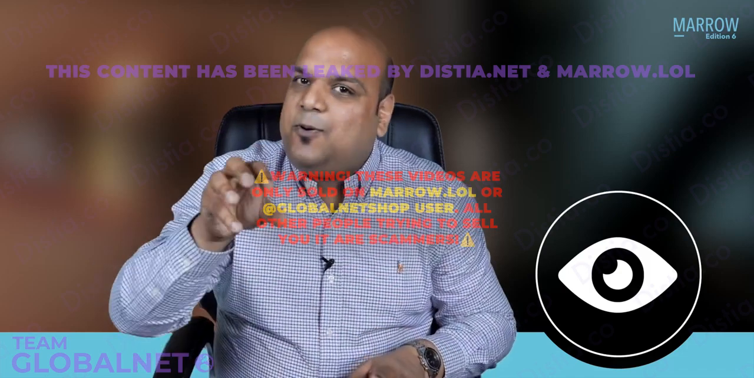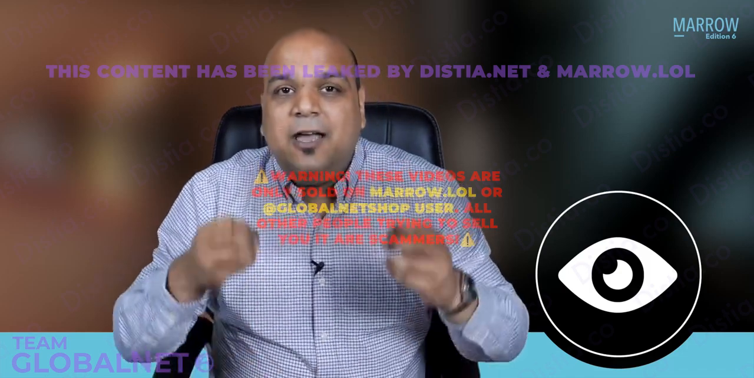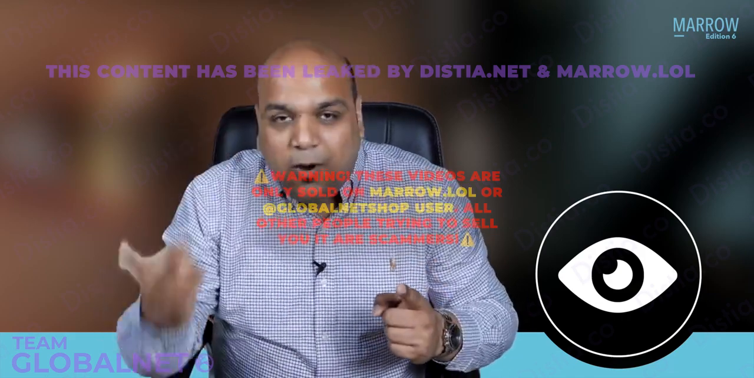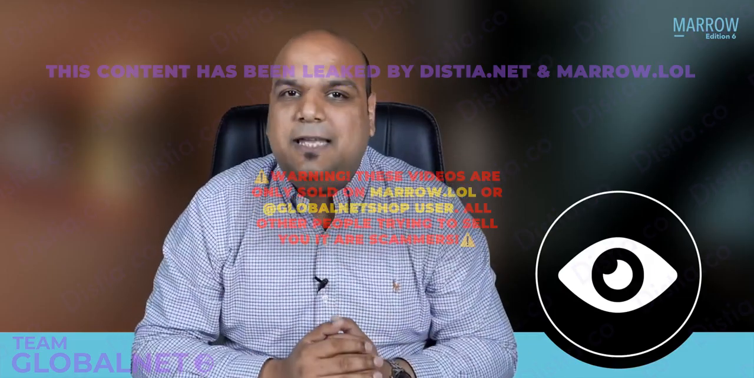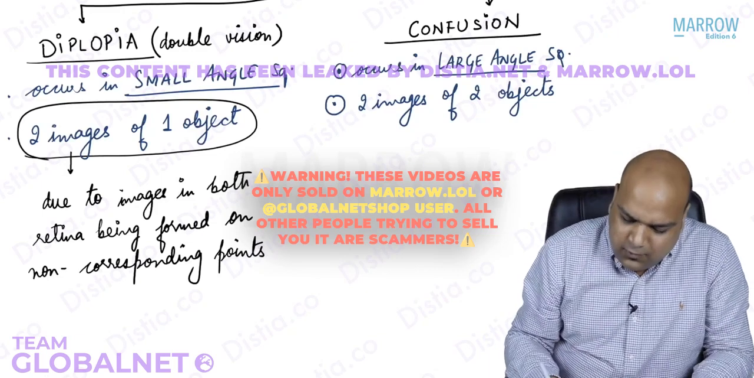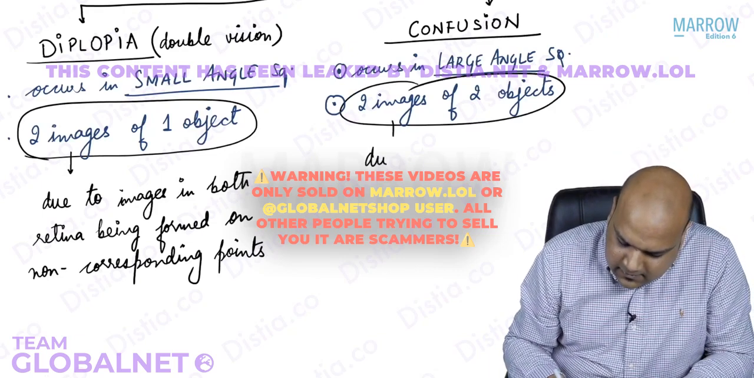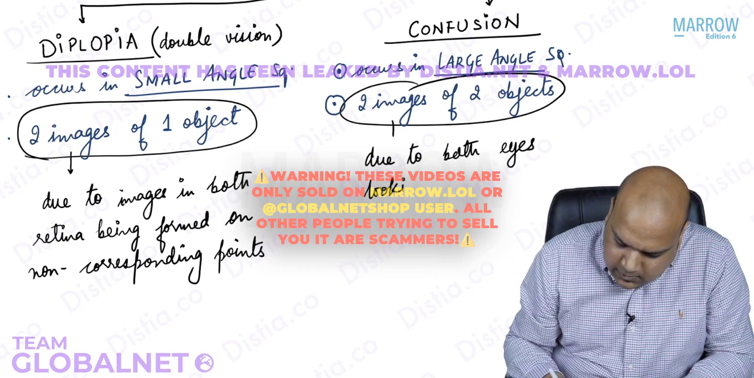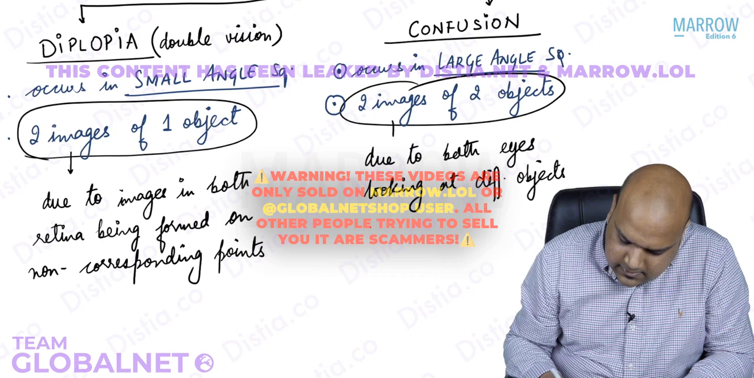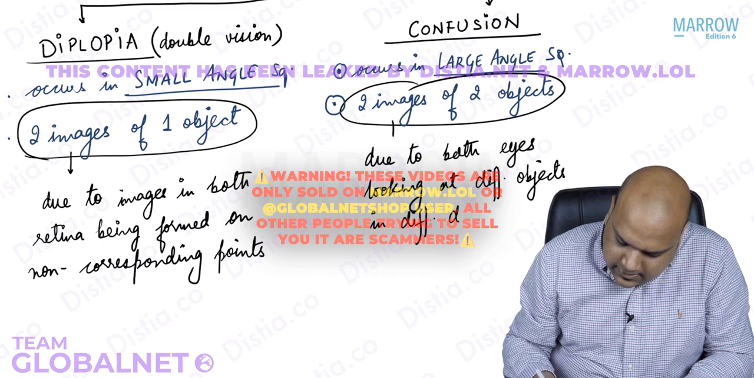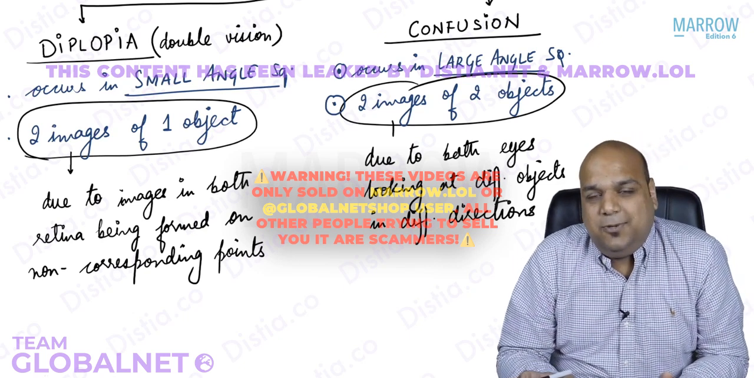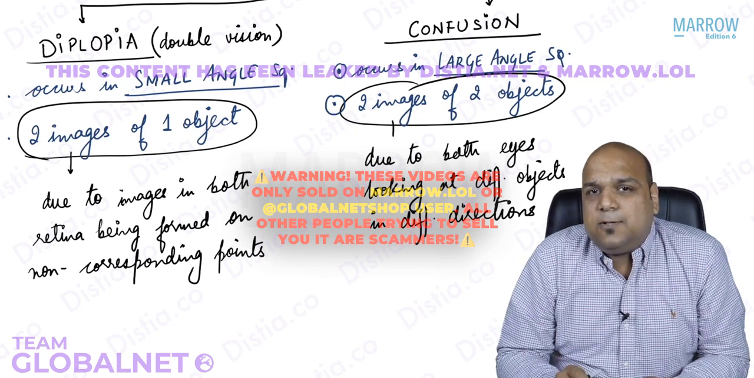Am I clear? So that is the consequence, everybody. So the consequence is called confusion, because the brain is confused what to see, whether to see object 1 or object 2. You can't see both the objects at the same time. Okay. So two images of two objects, due to both eyes looking at different objects in absolutely different directions. Okay. So do you understand the difference between the two consequences, diplopia and confusion? It is basically based on the degree of squint.